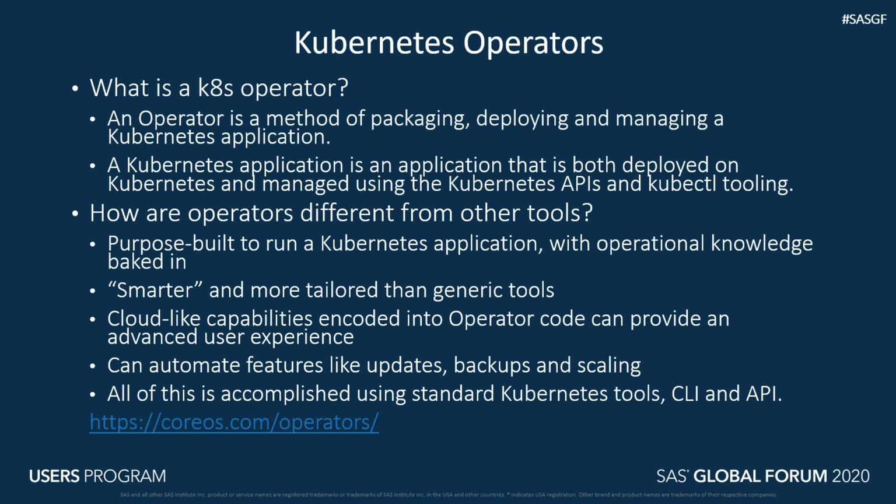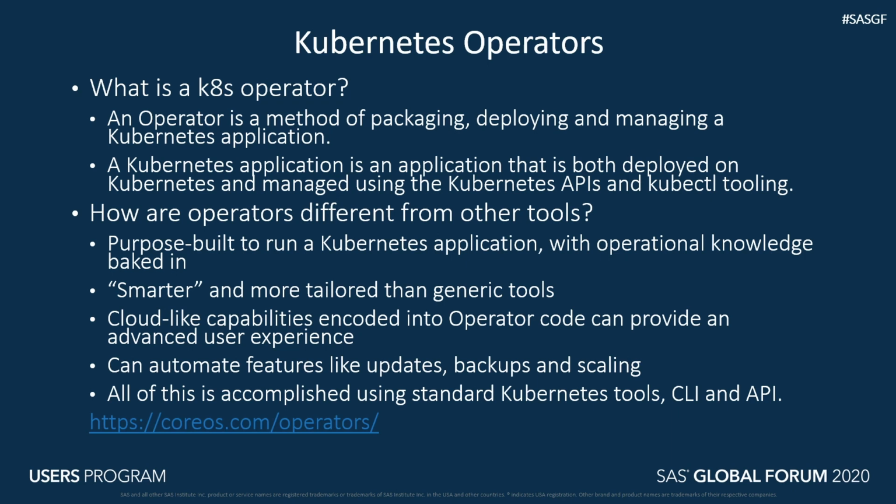So a Kubernetes application, in this case, is an application both deployed on Kubernetes and managed using the Kubernetes API and kubectl tooling. Kubernetes, by default, is going to want to manage your application as a stateless application, which means that it can kill it off and restart it if it needs to. It can easily scale it out. Your application is ready to respond to these kinds of requests from Kubernetes and behave as Kubernetes would expect it to.